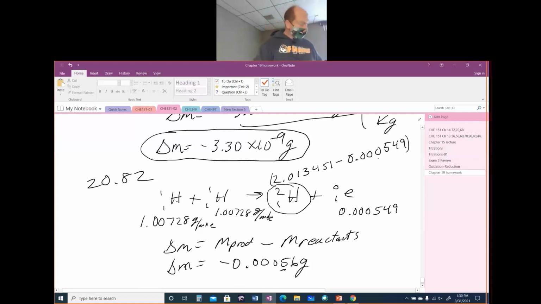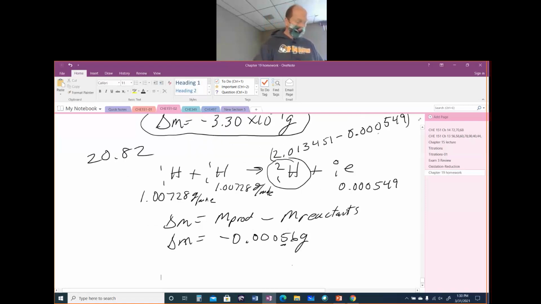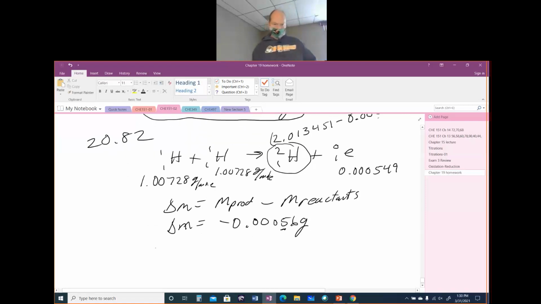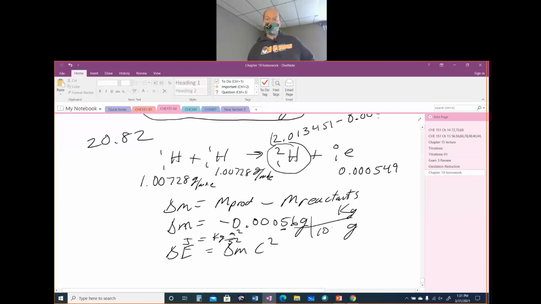All right, but the question was calculate the change in energy in joules per mole. So delta E is equal to delta M C squared. All right, so before we can put the M in here, we know that this is going to be joules, and so this has to be a kilogram meter squared per second squared. And so you have to convert this to kilograms, so you have to divide by 1,000 grams.